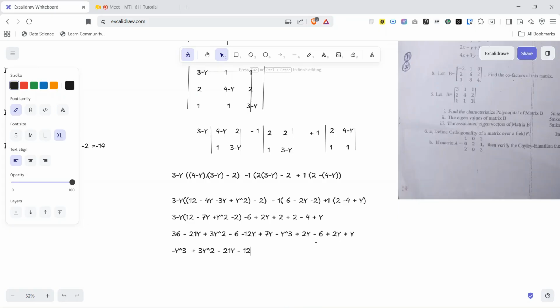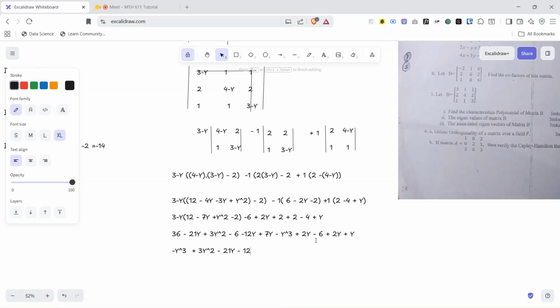I think I made a mistake somewhere. Permit me to retrace.